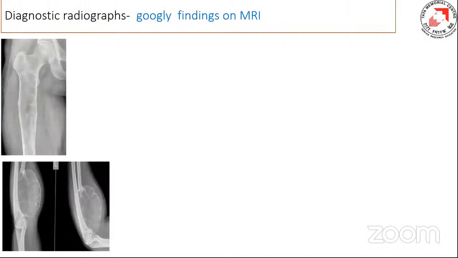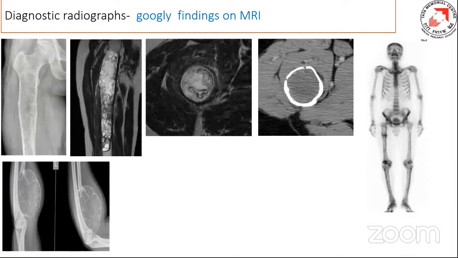We have sometimes come across findings in which the radiograph looks diagnostic, but the moment we do MR, we find a googly and another diagnosis comes up. So there are two radiographs. Most people call the first radiograph a fibrous dysplasia with a pathological fracture. The second has been perceived as a giant cell tumor. Next slide, please.